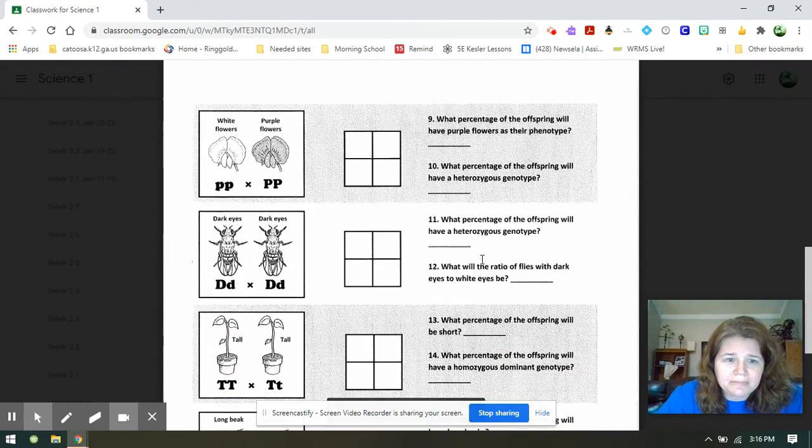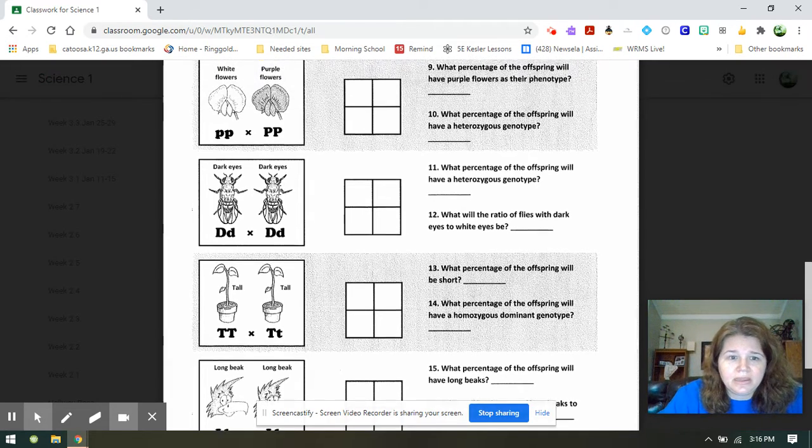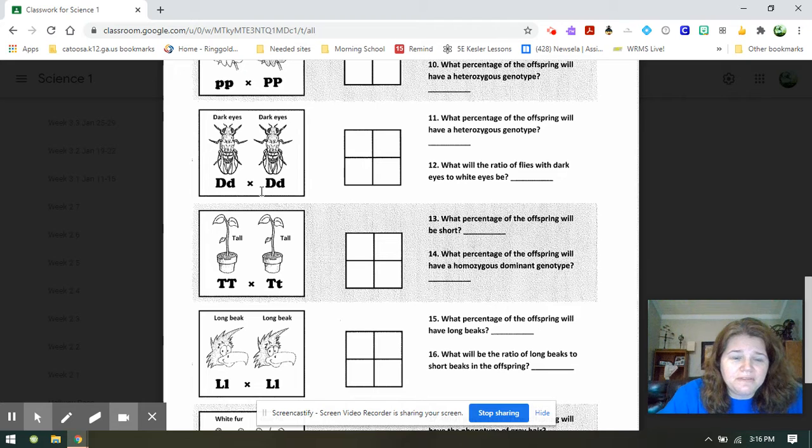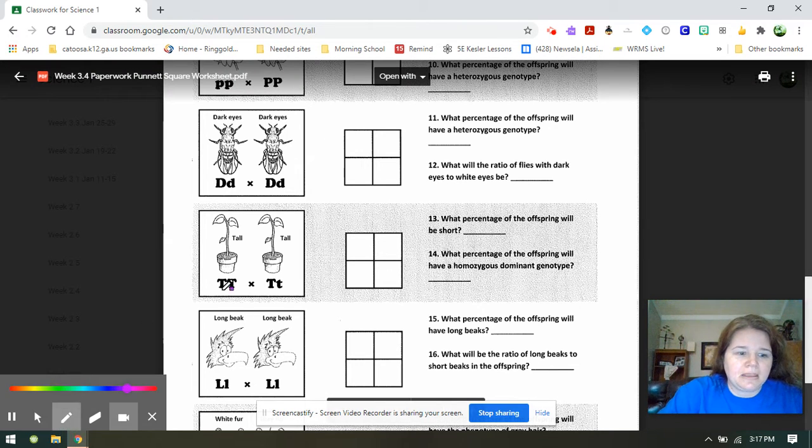Let's look at these flies, okay? We see that both of them have dark eyes and both of them have heterozygous genotypes because they're both different. So let's do the crossing. You're going to put one across the top, capital D, lowercase d, and then one across the side, capital D, lowercase d, and then you do your crossing.